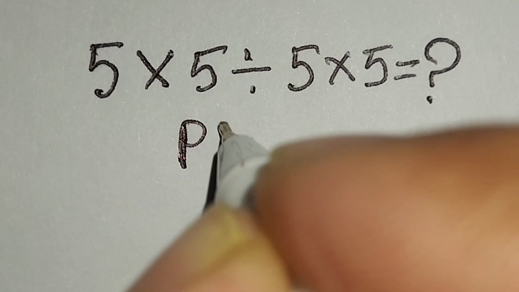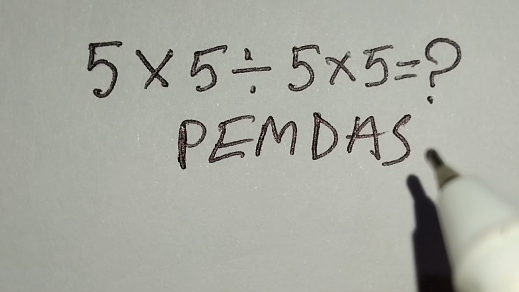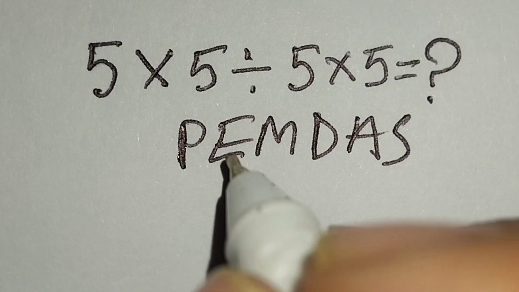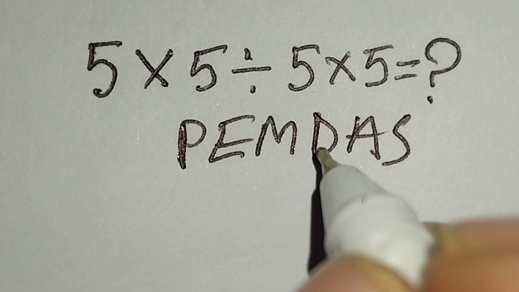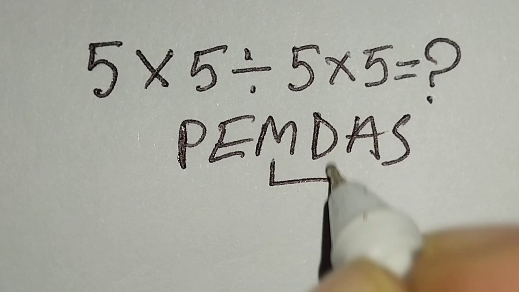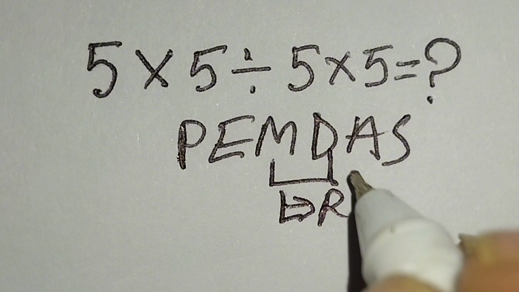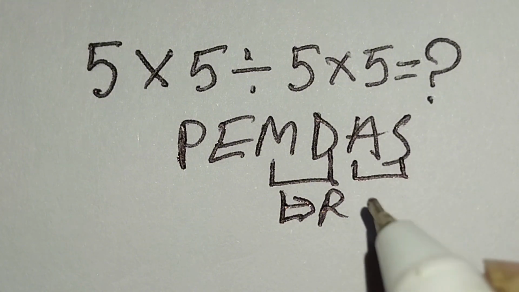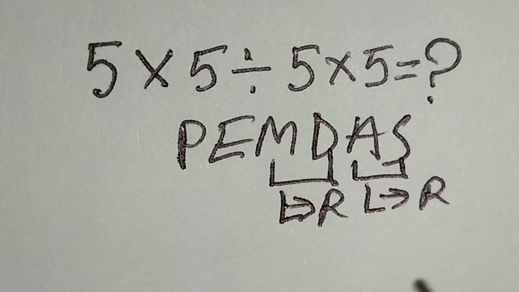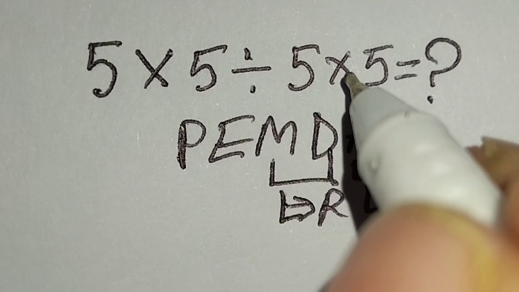PEMDAS. According to the PEMDAS rule, at first we have to work with parentheses, then exponent, then multiplication or division, then addition or subtraction. Remember, multiplication and division have the same priority. For this we have to work left to right, and addition and subtraction have the same priority. For this we have to work left to right also. Therefore, at first we have to work with this multiplication, then this division, then this multiplication.